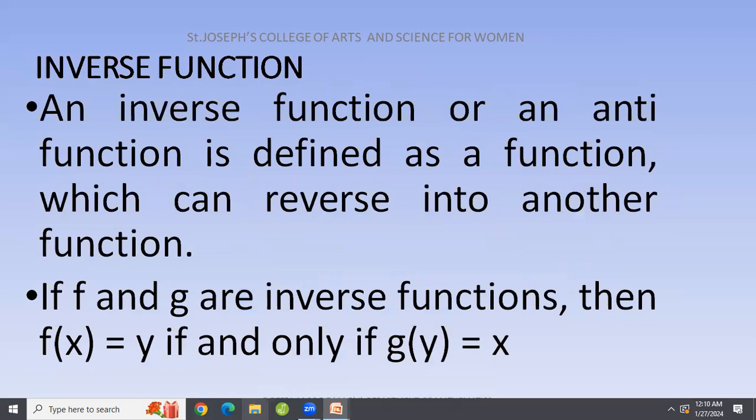Next one is inverse function. If a function is one-one and onto, then we can define the inverse function. An inverse function or an anti-function is defined as a function which can reverse another function. If f and g are inverse functions, then f of x equals y if and only if g of y equals x.